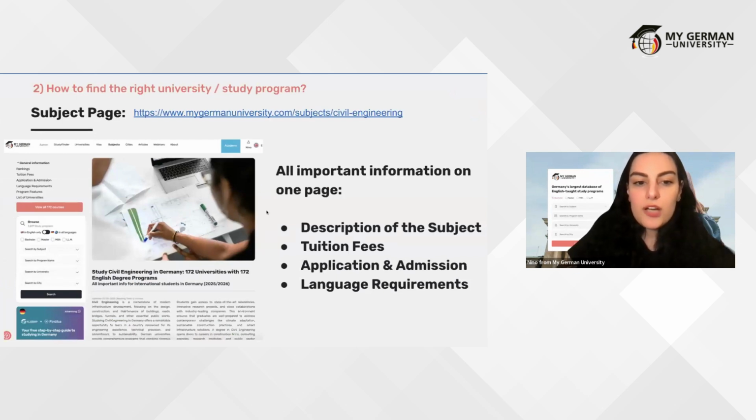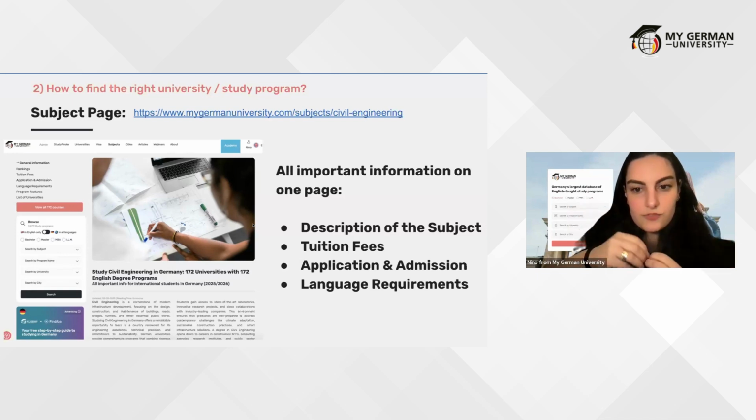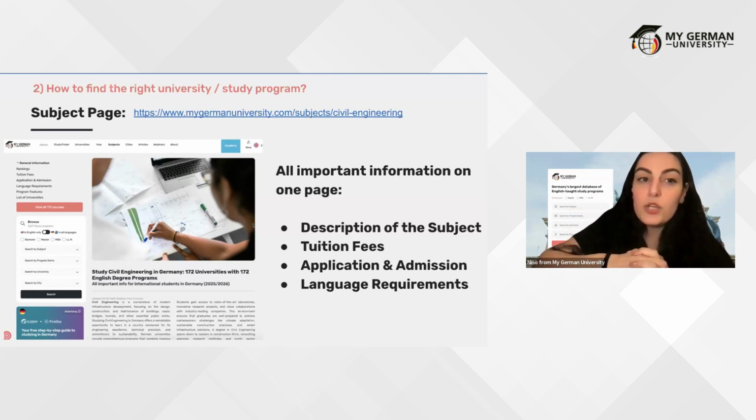Then in case you are a newcomer and you just don't know what studying civil engineering or computational engineering in Germany is like, you can check out info pages or subject pages where we provide a description of the subject, and some really interesting interactive graphs where you can see the usual language requirement for this field, application, admission, and of course the list of universities and programs themselves that are offered in this subject.